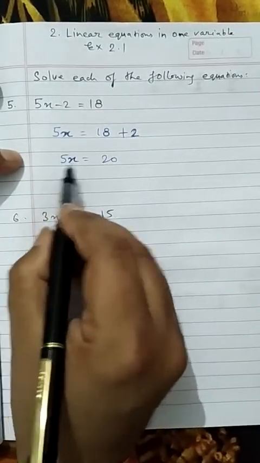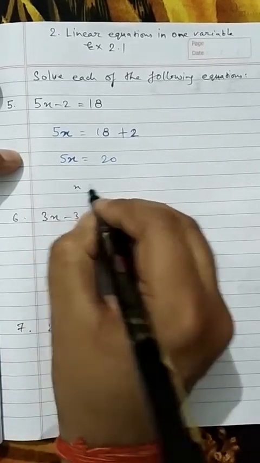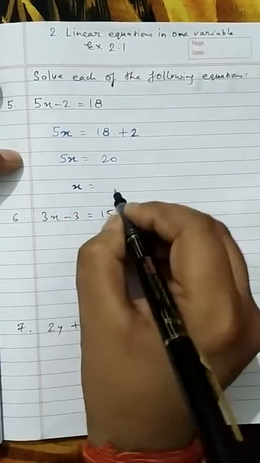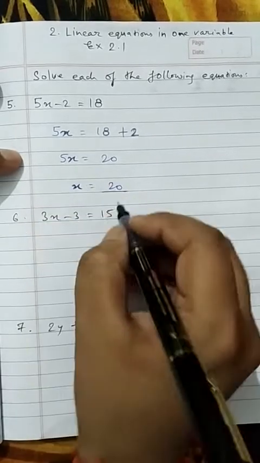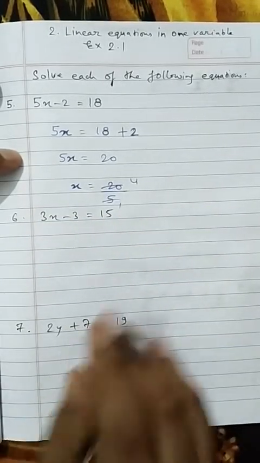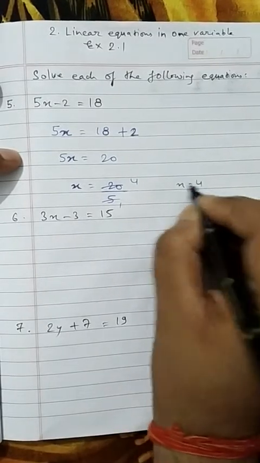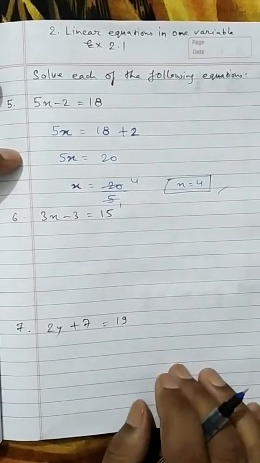Now this is the multiplication relation between 5 and x. So on the other side, this 5 will come down to divide 20. 5 ones are 5, 5 fours are 20. Okay, so the value of x is 4 and this is the answer.